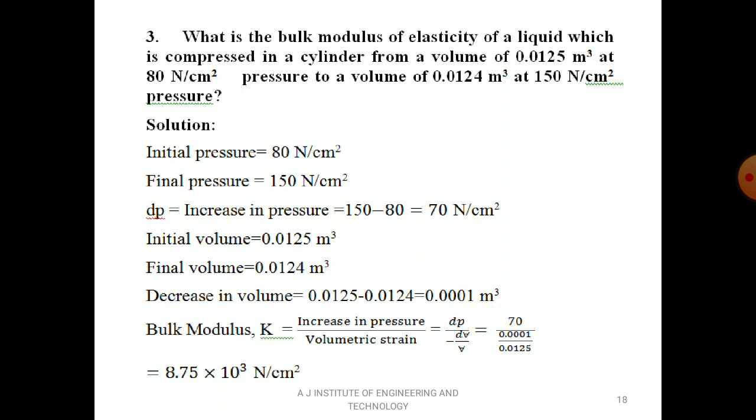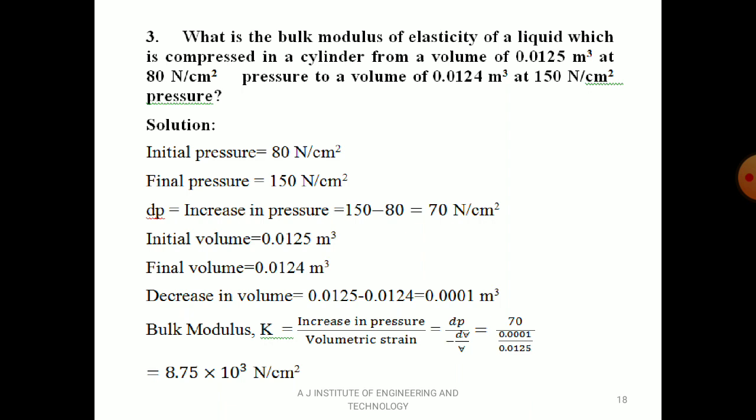So the decrease in volume: you can see the volume is going to decrease while the pressure is going to increase, so pressure is inversely proportional to volume. Decrease in volume equal to 0.0125 minus 0.0124, initial volume minus final volume, because you consider the higher value, as there is a decrease. Decrease means it is minus only, so you can consider minus also; it is left to you, 0.0124 minus 0.0125. That is equal to 0.0001 meter cube.